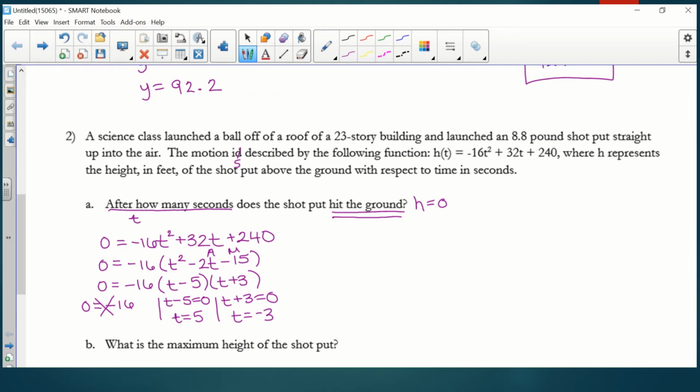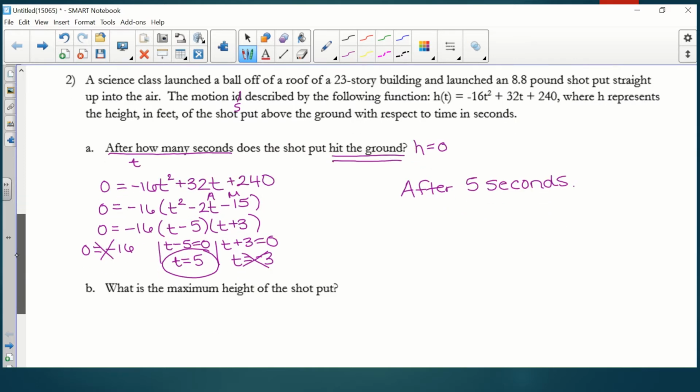So we have to keep in mind that t refers to time in seconds. So if we're trying to figure out after how many seconds does the shot put hit the ground, it doesn't really make sense for that time to be negative. It doesn't make sense for it to be negative 3. So in this case, unfortunately, we're just going to not use that negative 3, and we're only going to look at t equals 5. So in this case, after 5 seconds. So the shot put is in the air for 5 seconds, and then it eventually hits the ground.